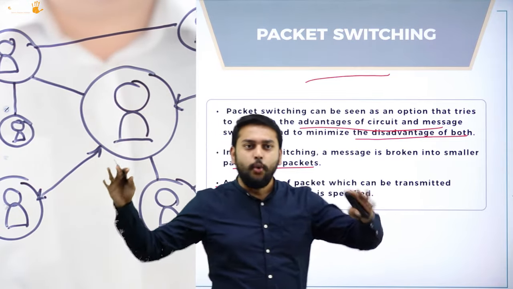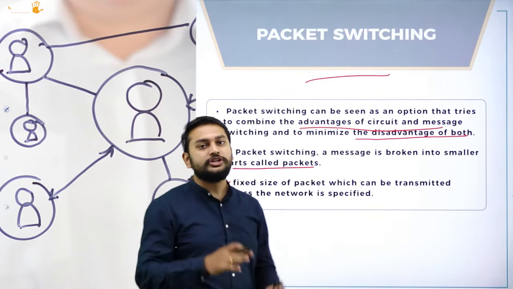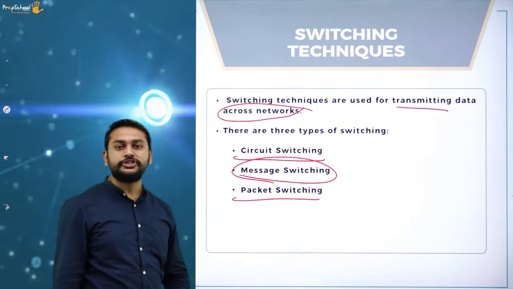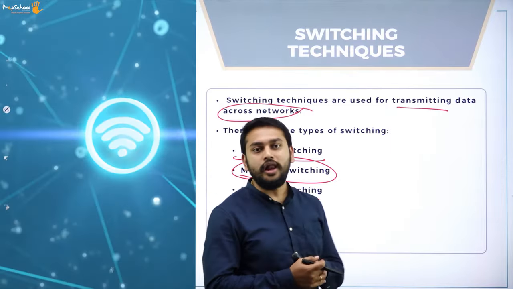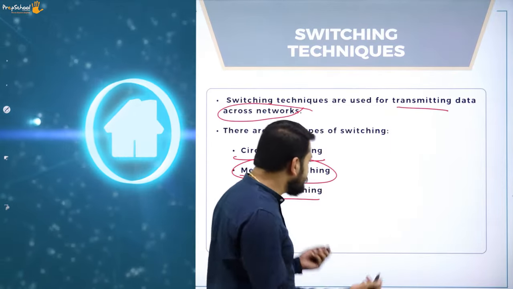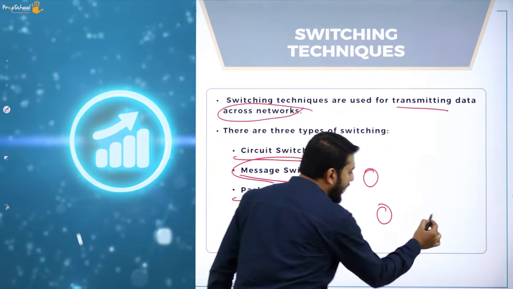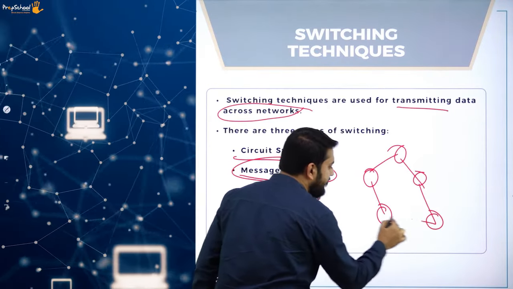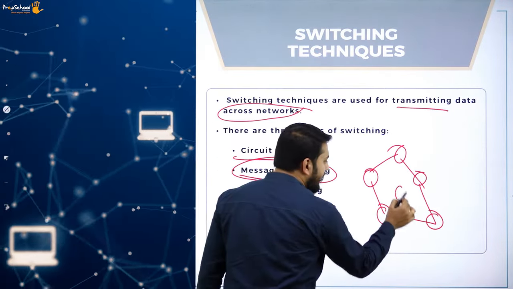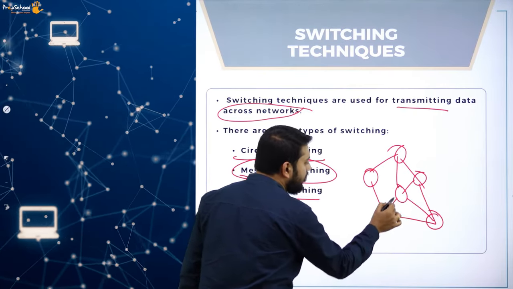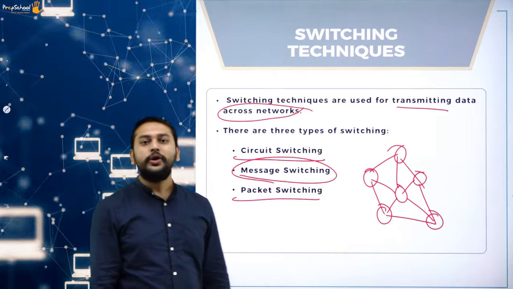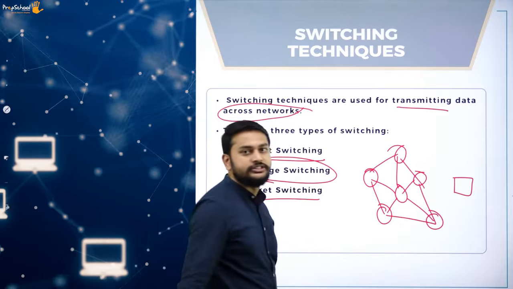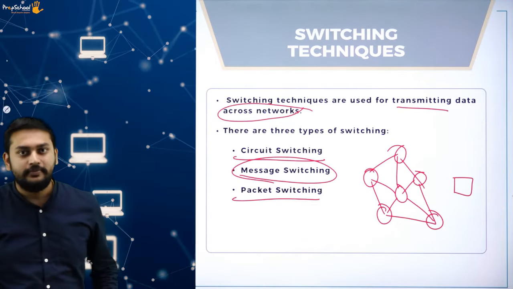So fine, we understood what is circuit switching and we also understood what is packet switching. Then what is the last one that we have? We have something called message switching. What exactly is message switching all about? See, for example, imagine the same network. These are the nodes that I have. Please understand, this is the network that I have. Let's say I have one more node here and it is connected to all the other nodes. What will happen here? I have a switching office. Let us imagine it like this.